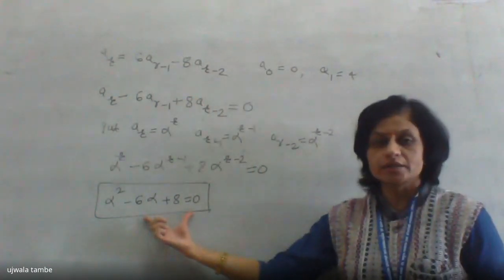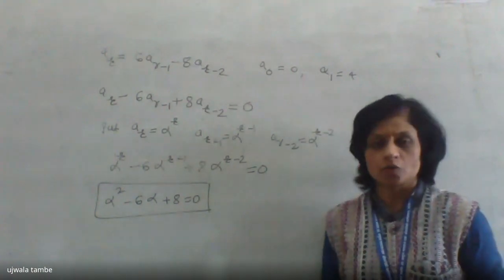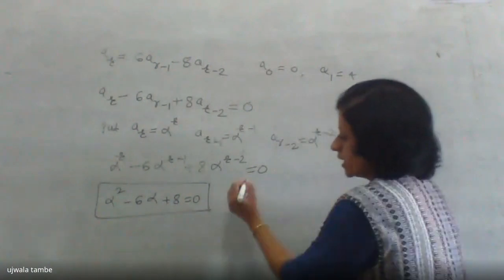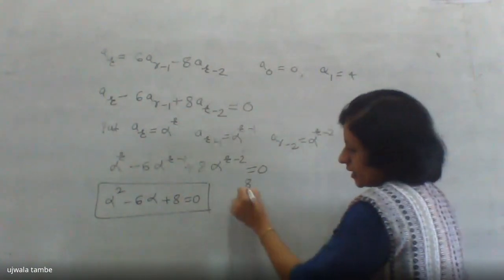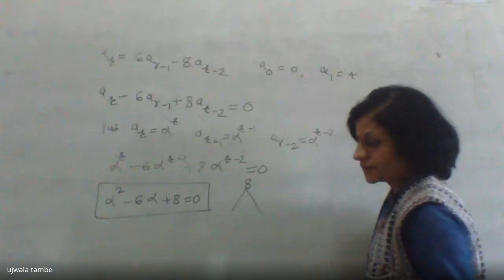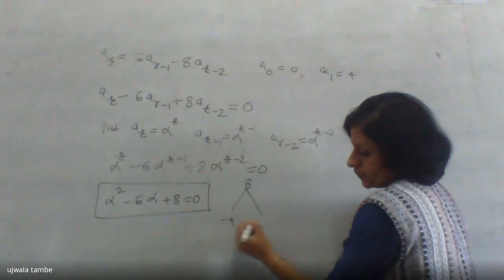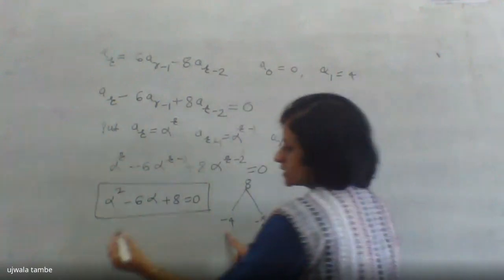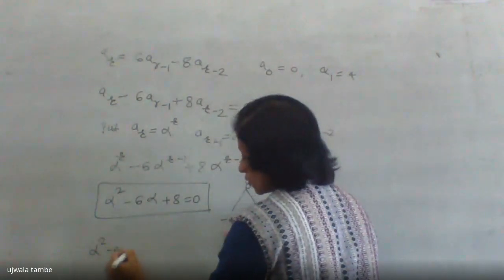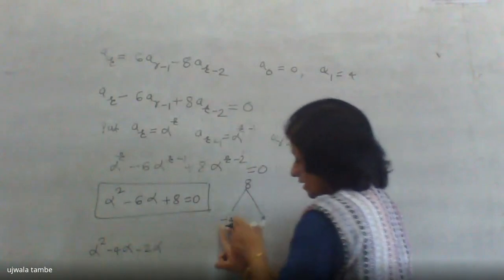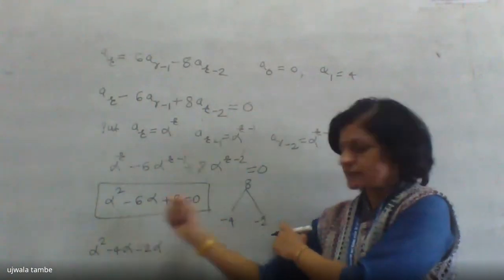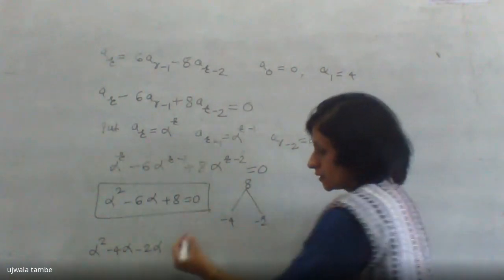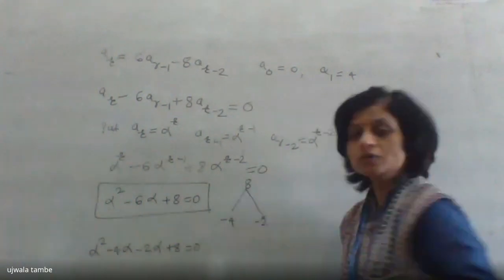And solve this characteristic equation means to find its roots. This is the quadratic equation. To find two numbers, their product is plus 8 and sum is minus 6. Therefore, roots are minus 4, minus 2. That is alpha square minus 4 alpha minus 2 alpha, minus 4 minus 2 is minus 6 and product is minus 4 into minus 2 is 8. Plus 8 is equal to 0.